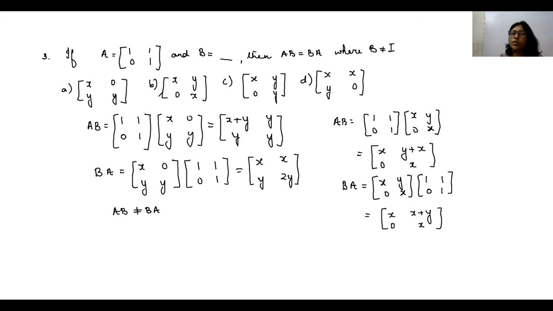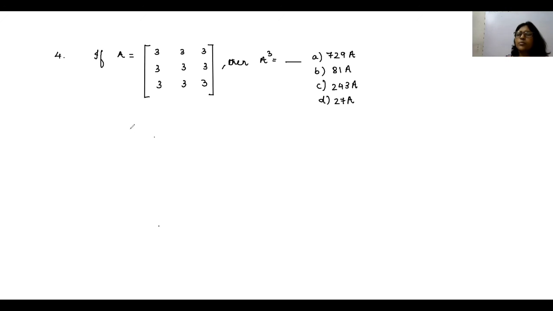So when we check with the second option, we find that AB is equal to BA and the condition is satisfied. So that's option B now. If it would not be option B, we would have to check with option C. And if not, then D would be the answer. This is a very simple question.